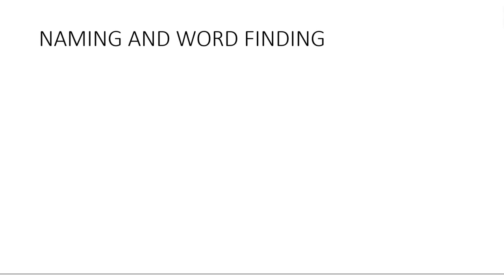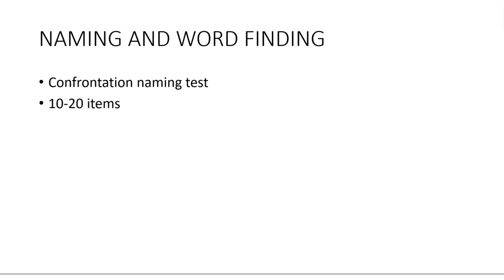Now, there's still a lot of research required to pinpoint the area responsible for naming and word finding, but right now we will just be discussing how to test this particular function. We test naming and word finding with the confrontation naming test, wherein we sit in front of the patient, show him different objects, and ask him to name them.